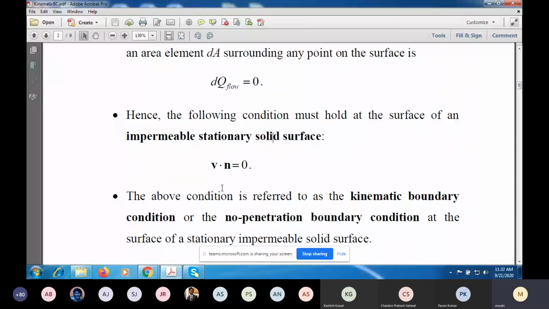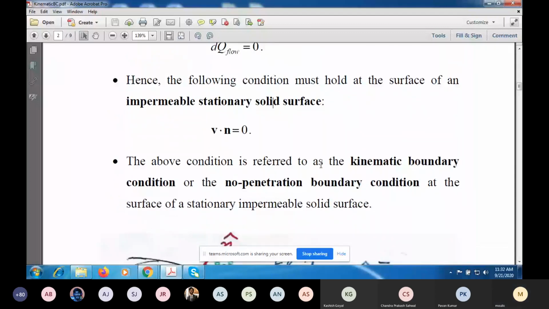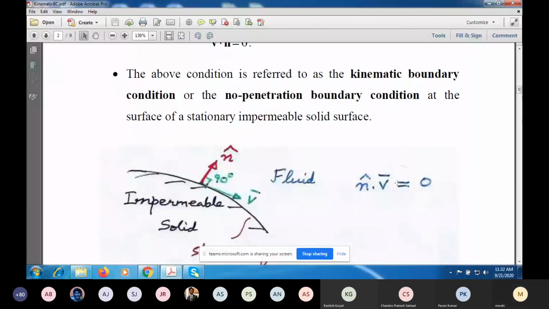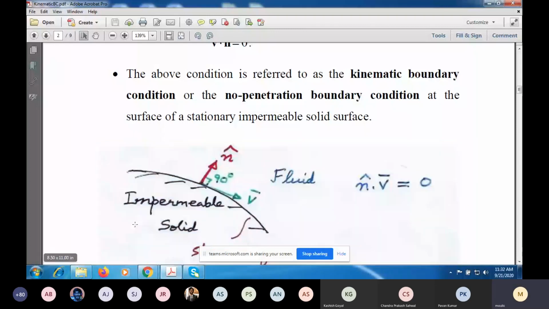The normal component of the velocity is 0. So this condition is often referred to as the kinematic boundary condition. It is also called the no penetration boundary condition at the surface of a stationary impermeable solid surface. So I've drawn another figure over here. Now, this is the interface between the fluid on the right and the solid on the left. And now I'm taking a case where the solid is impermeable. The fluid cannot seep through the surface.